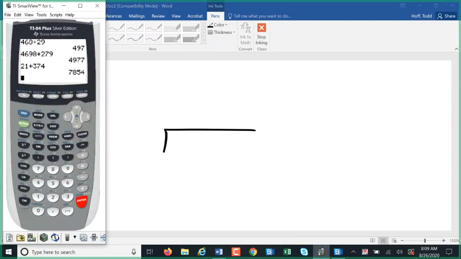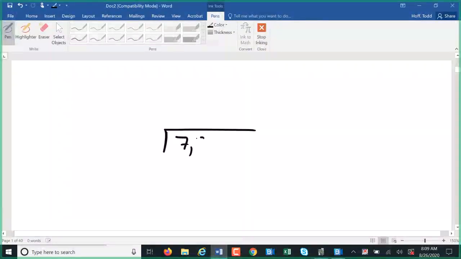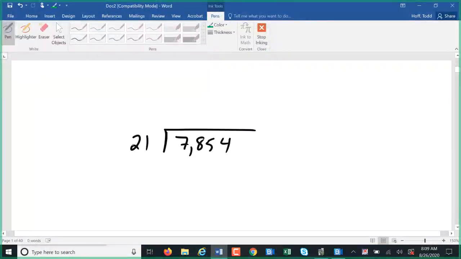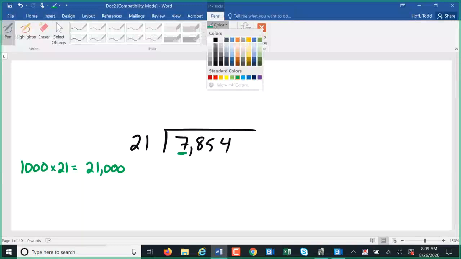Let's do 7,854 divided by 21. Well, I'm not going to start subtracting 21 from 7,000. We don't have that kind of free time. So let's do bundles. That first place value there is thousands. 1,000 times 21 is 21,000. Well, that's too big. I can't subtract it.